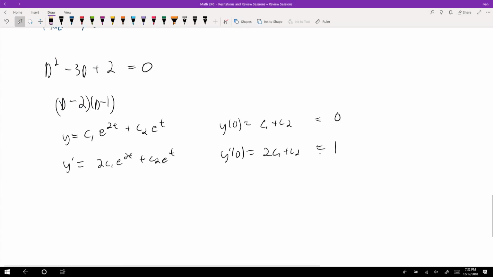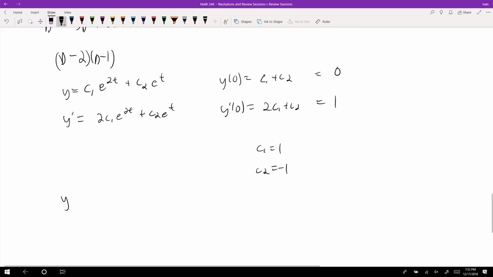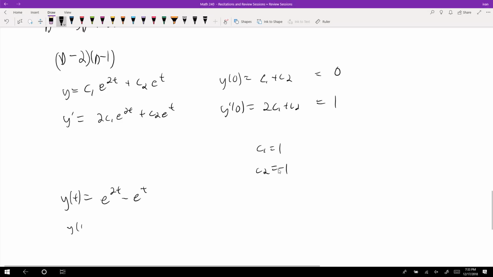Now you have this system of equations to solve. It's really simple. You just subtract, bottom minus top or top minus bottom, and you get c1 is equal to 1 and c2 is equal to negative 1. So y of t is equal to e to the 2t minus e to the t. That's plugging in our constants. And then the problem asks you for y of 1, so actually answer the problem. For y of 1, e squared minus e is the solution.